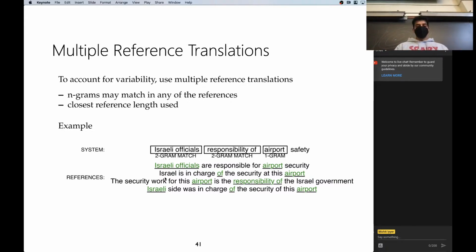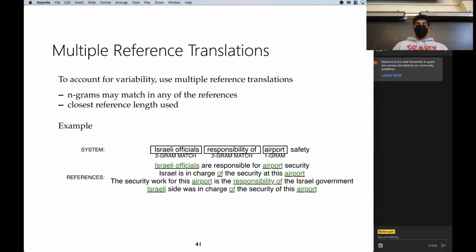So as an example here, I have these 4 references, and my system produced the same thing, Israeli officials' responsibility of airport safety. So let's take a look at just the bigram matches in this system output. Israeli officials is the first bigram that appears. Now I want to compute the precision. I'm going to just look at every single reference. Is there any of them that uses this phrase, Israeli officials? And of course, in this first one, we see that it's used. So we get a match here.